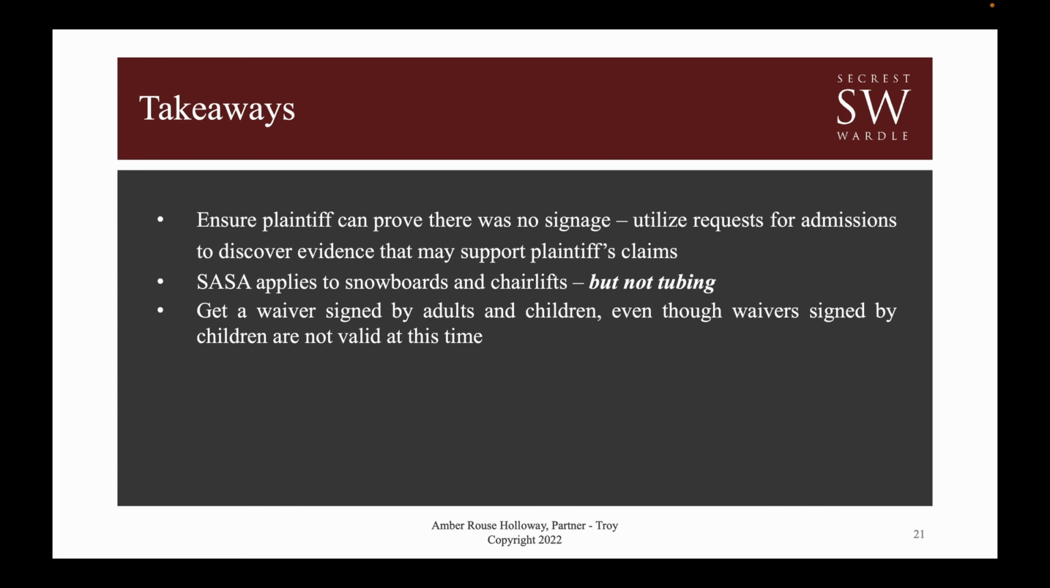The SASA applies to snowboards and chairlifts, but not tubing. Like I said earlier, the statute has struggled to keep up and is not as updated, so tubing has not really been addressed. But the best way to protect against those types of claims is to get waivers signed by adults and children. Even though waivers signed by children are not valid, it still helps to get those, because there are some limited circumstances when this can be used in the defendant's favor.